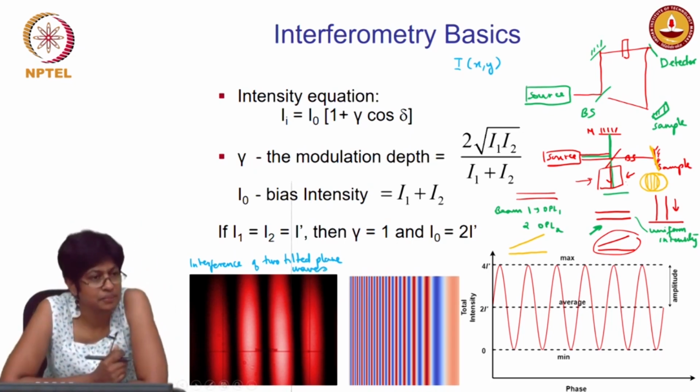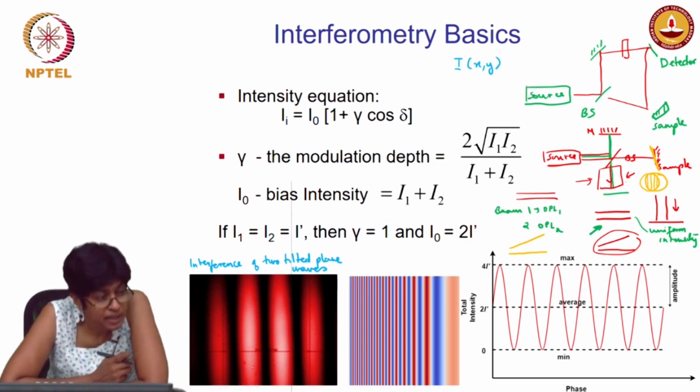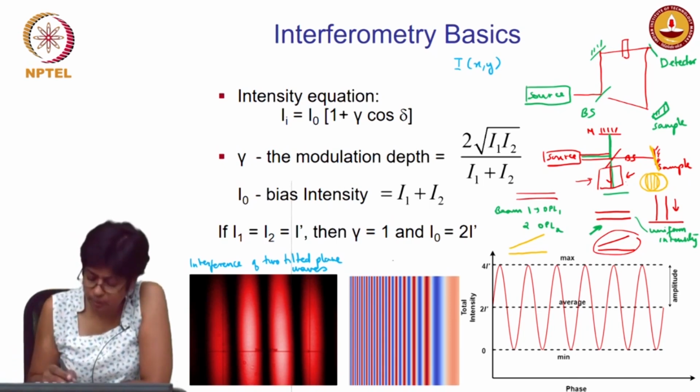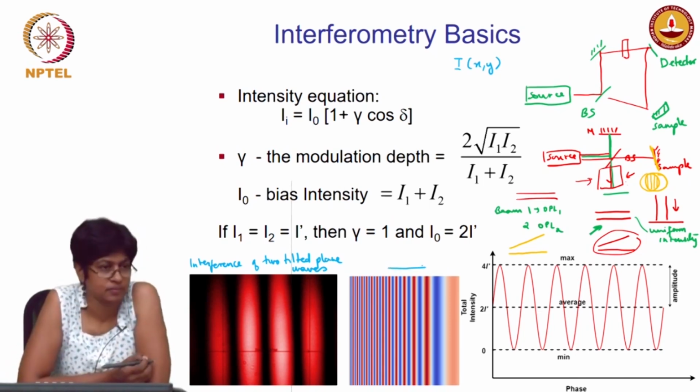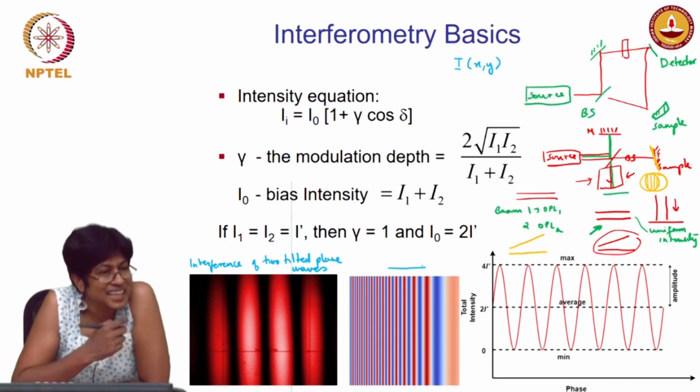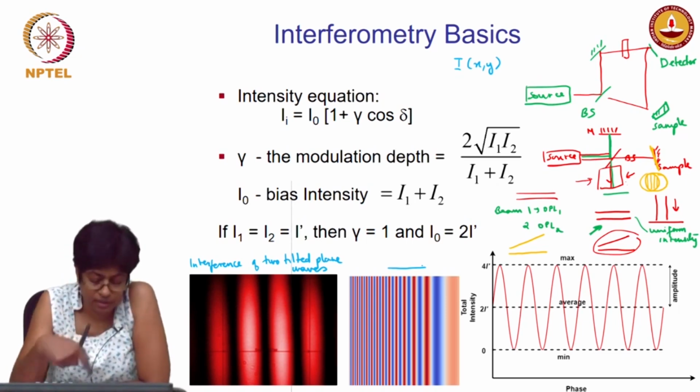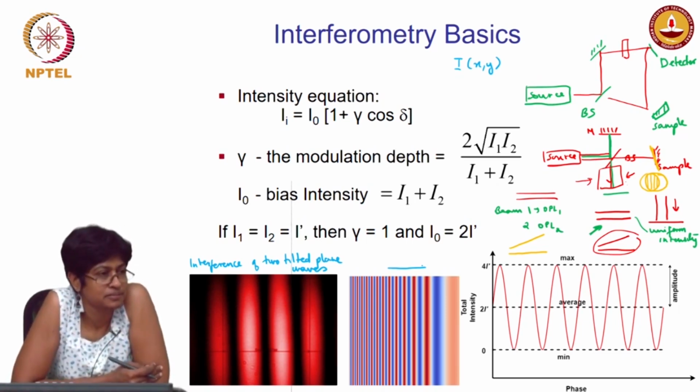Now in the second image, the fringes don't have a constant period. The period itself is changing, right? So let's say my reference wavefront is this. What do you think the second wavefront could be that could cause this interference?